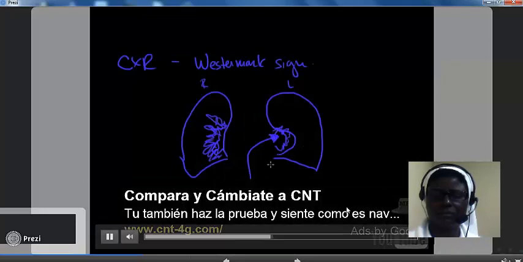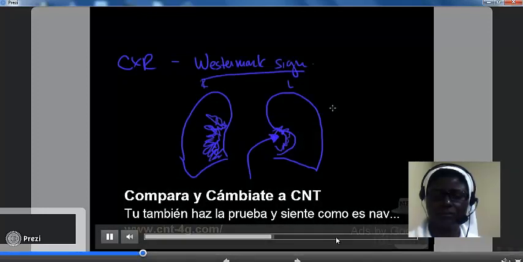Quiescent, very silent, very black. This is called the Westermarck sign. It's a very specific sign for pulmonary embolism.